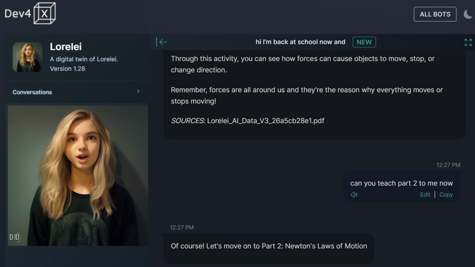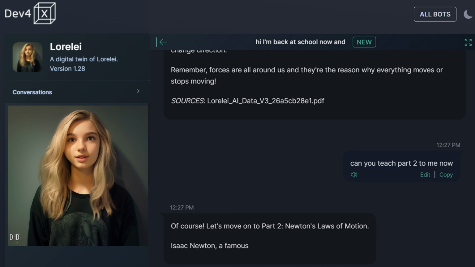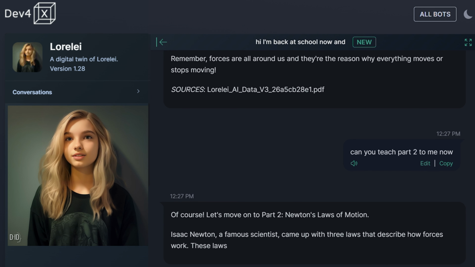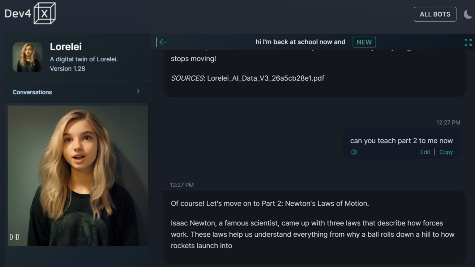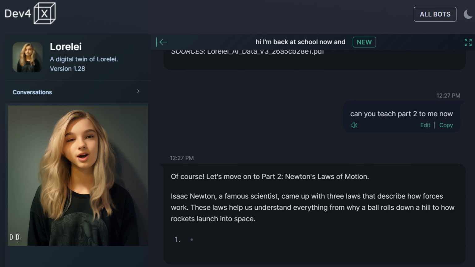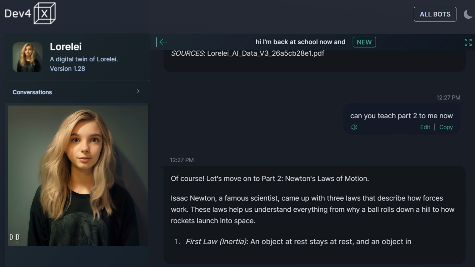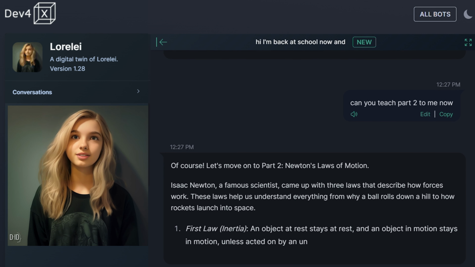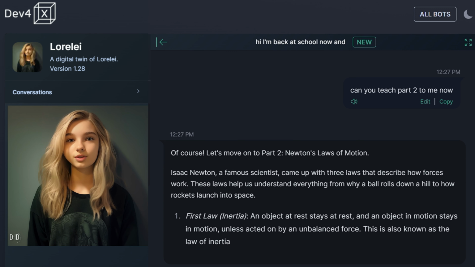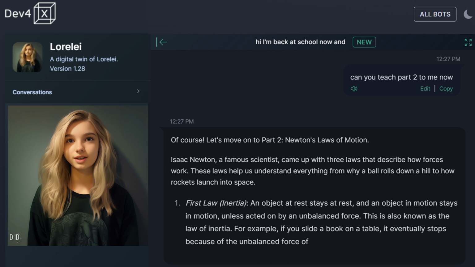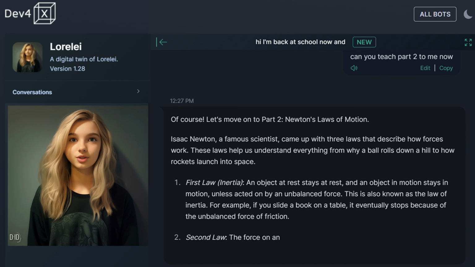Part 2, Newton's Laws of Motion. Isaac Newton, a famous scientist, came up with 3 laws that describe how forces work. These laws help us understand everything from why a ball rolls down a hill to how rockets launch into space. First law, inertia. An object at rest stays at rest, and an object in motion stays in motion unless acted on by an unbalanced force. This is also known as the law of inertia. For example, if you slide a book on a table, it eventually stops because of the unbalanced force of friction.